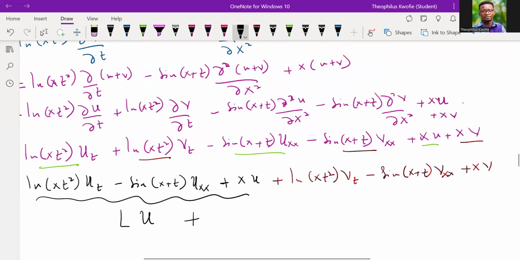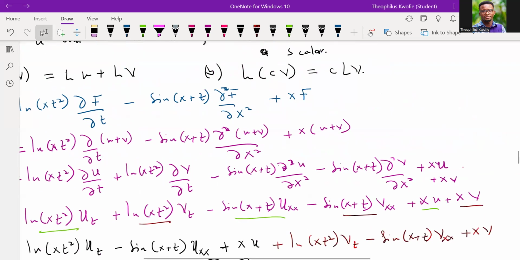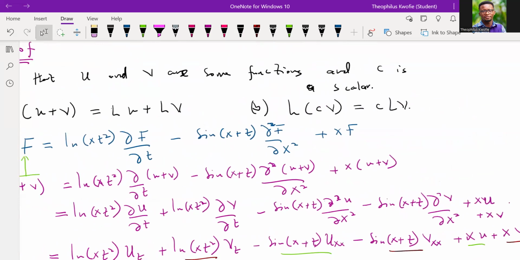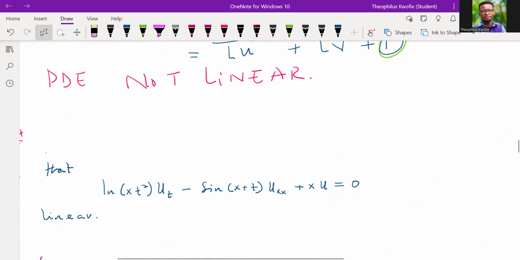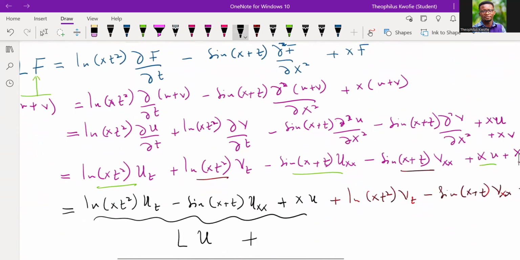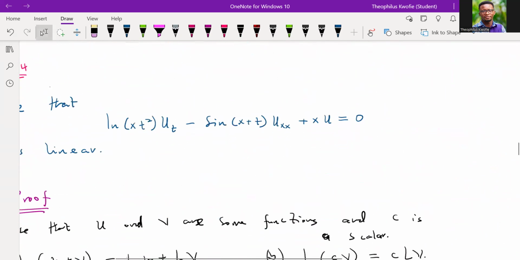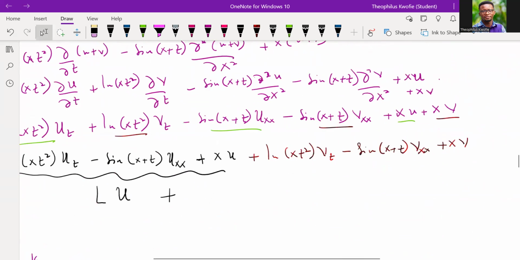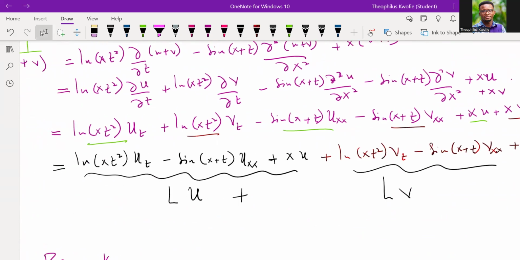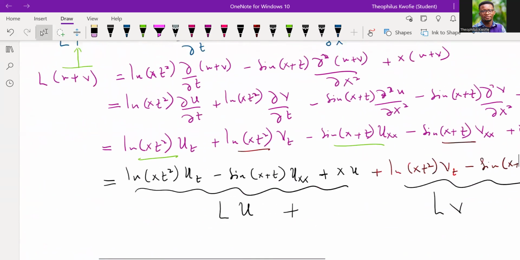Over here, we see that it is just the same as the given problem, right? What we have underlined here is just the same as the given problem. So this becomes your L u, and this is also similar. So this becomes your L v. So now you've been able to prove the A part of the law.